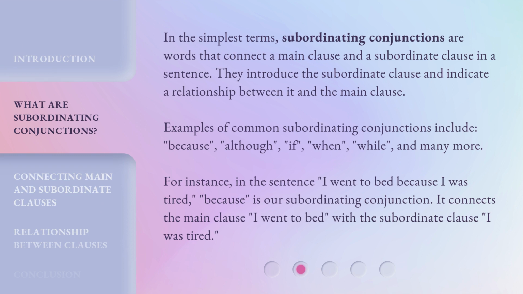In the simplest terms, subordinating conjunctions are words that connect a main clause and a subordinate clause in a sentence. They introduce the subordinate clause and indicate a relationship between it and the main clause. Examples of common subordinating conjunctions include because, although, if, when, while, and many more. For instance, in the sentence, "I went to bed because I was tired," because is our subordinating conjunction. It connects the main clause, "I went to bed," with the subordinate clause, "I was tired."